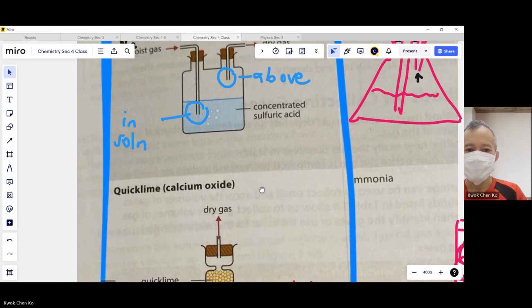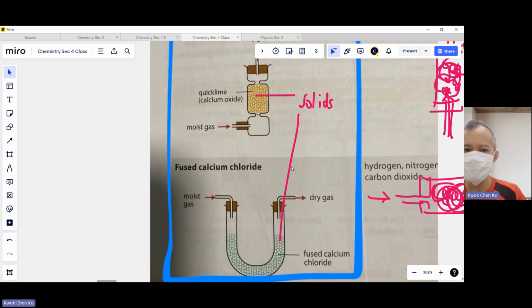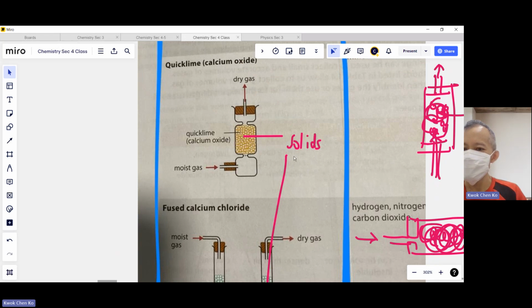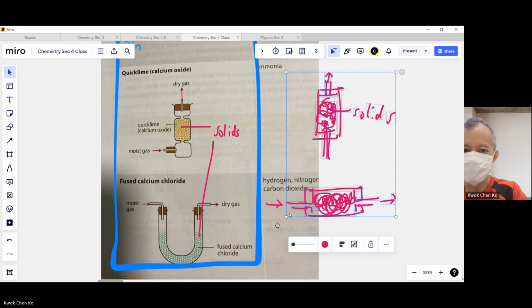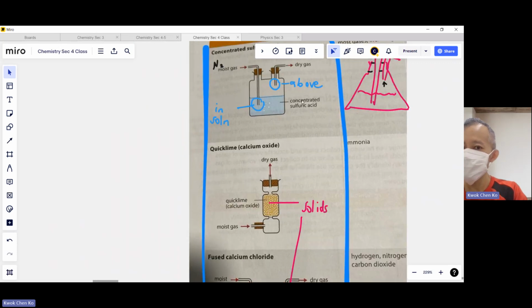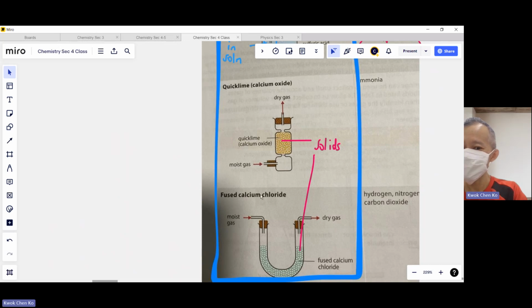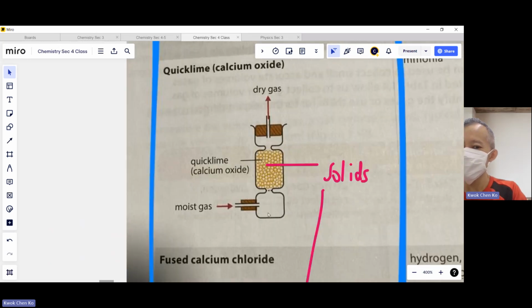How about this? This tool, again, you don't really have to remember, it doesn't need to look like this. The thing is, I redraw this. I hope you realize, obviously acid is a liquid. This one is a solid, quicklime, and this one, calcium chloride, is a solid too. So what I do is, I force the air to go through the solid, and the air gets filtered. Yes, good. That is the point.